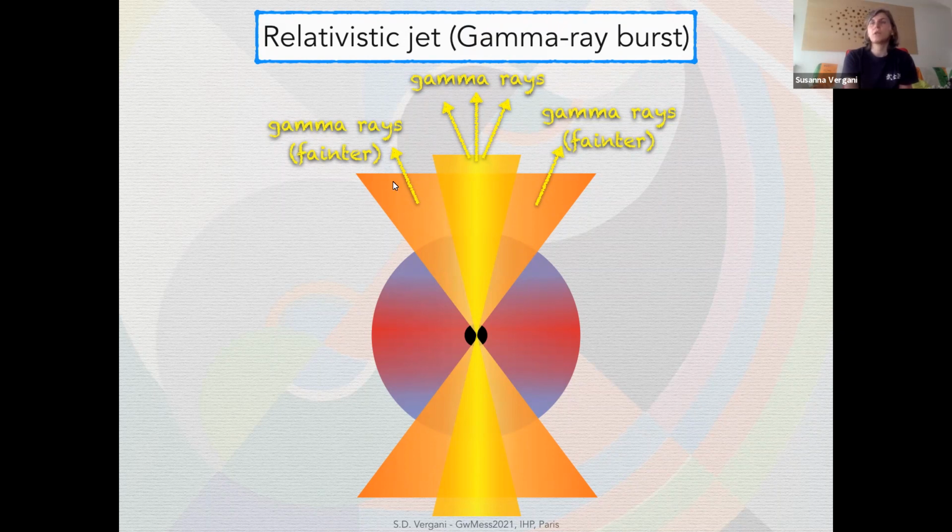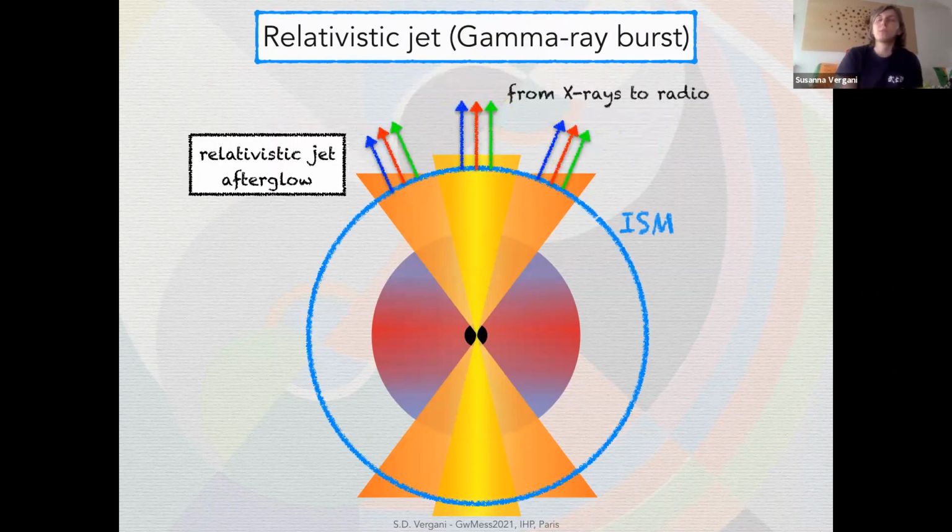Okay, so this we are not very sure, but anyway, we're supposed to have energetic gamma rays on axis and less energetic gamma rays off axis, less and less energetic as we move away from the zero viewing angle. Then the other component that we expect to observe is the relativistic afterglow, the relativistic jet afterglow.